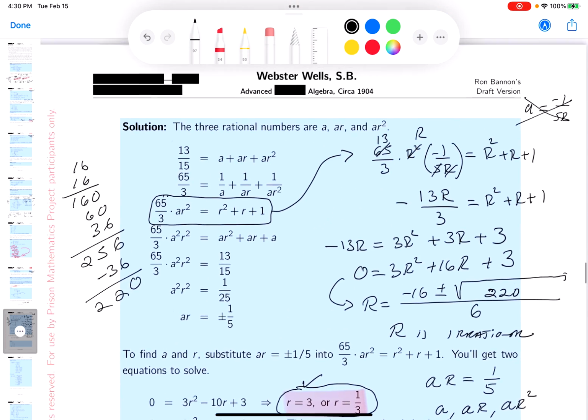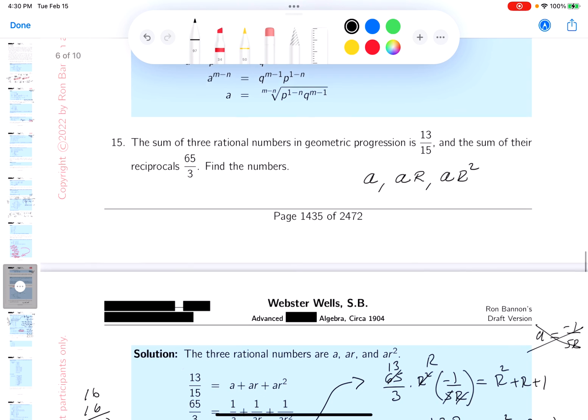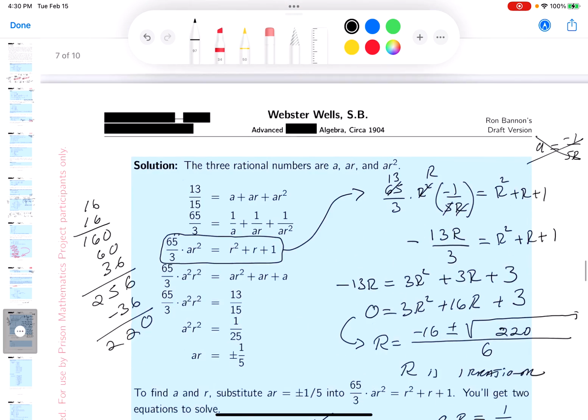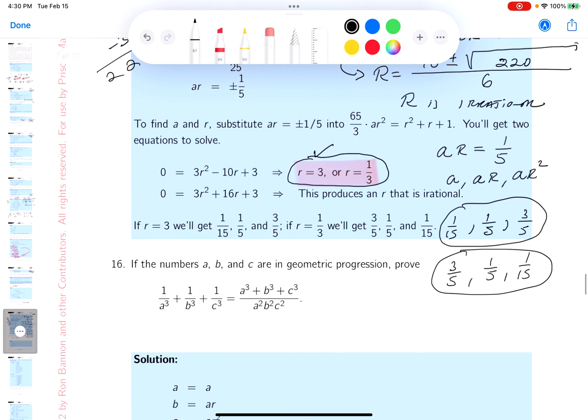Let's see what the question was. The sum of three rational numbers, and so on. Find the numbers. We found the numbers, right? These are the numbers. So the numbers are as follows: 1/15, 1/5, and 3/5. That's it. By the way, both of these are the same set of numbers. Thank you.